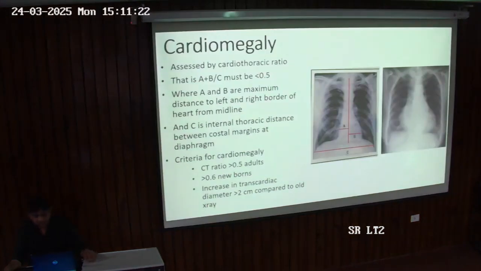Assessment of cardiomegaly. We can assess it by the cardiothoracic ratio, that is the CT ratio. In your practical examination, the examiner may ask if there is cardiomegaly or not. So that is A plus B upon C, which must be less than 0.5. And what is A, what is B, and what is C?